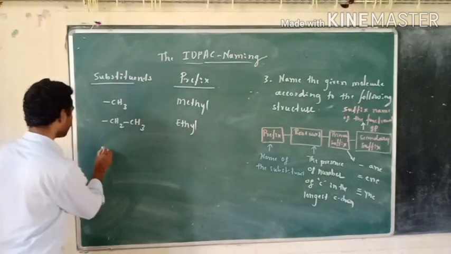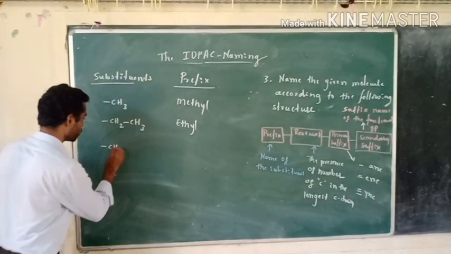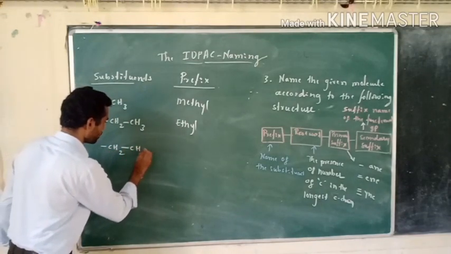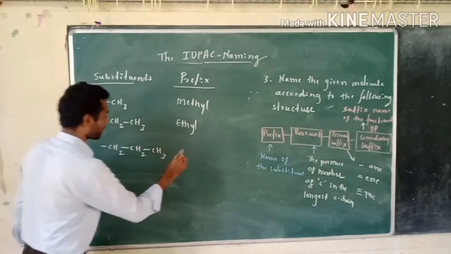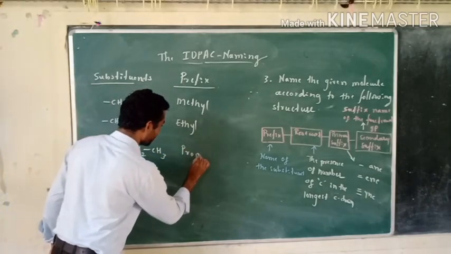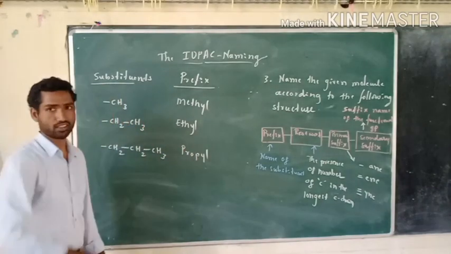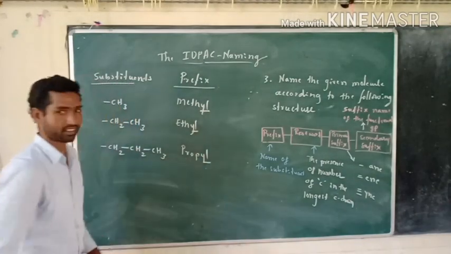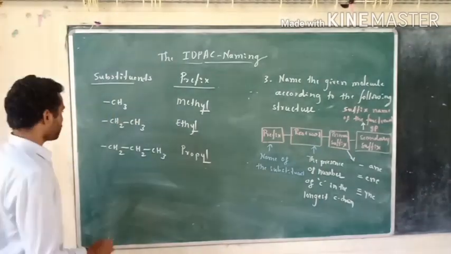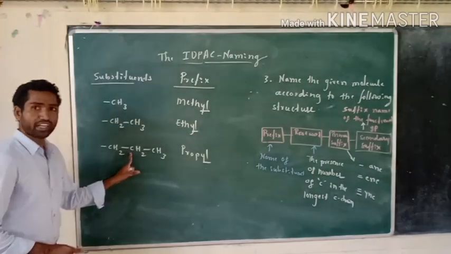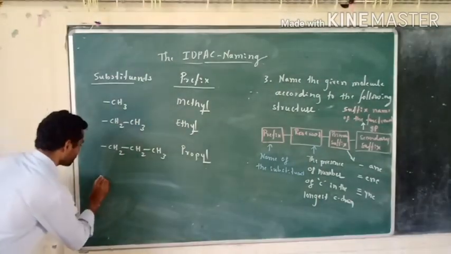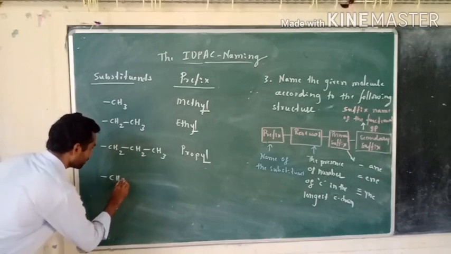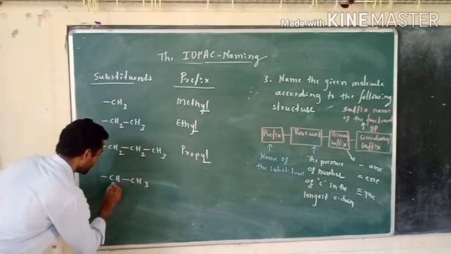So if the molecule is like this, CH2, CH2, CH3, then we have to write propyl. Propyl, ethyl, right. So this molecule, I can also write this molecule like this: CH3, CH3.